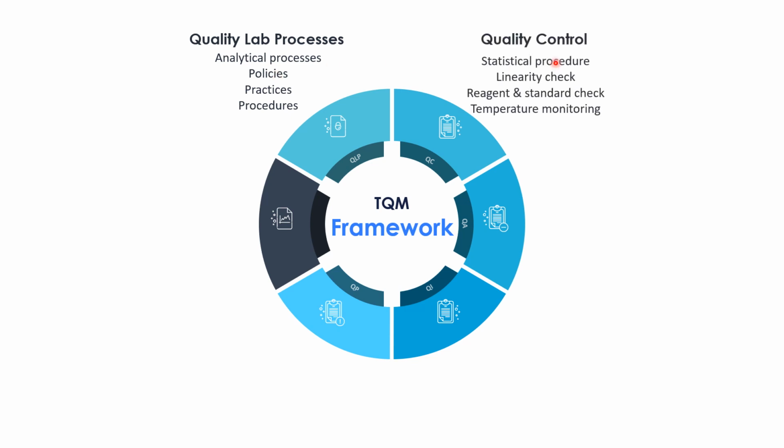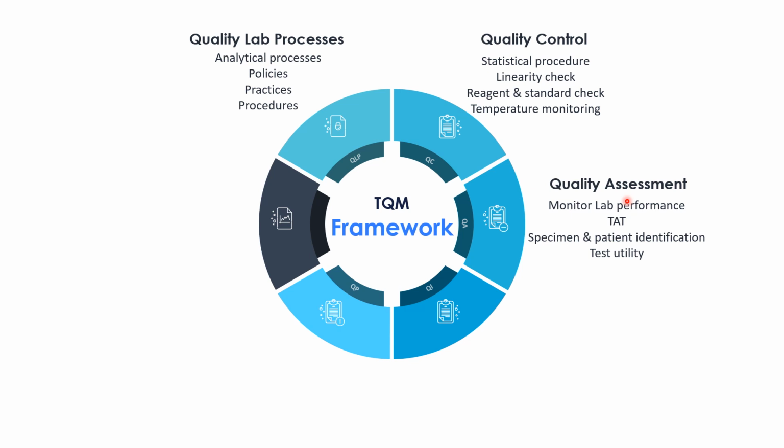Next would be quality control. Now in QC, it emphasizes the statistical procedures, but it can also include non-statistical check procedures like linearity checks, or when you check for reagents or standards used for testing, also when you check temperatures of the machines, and so on.